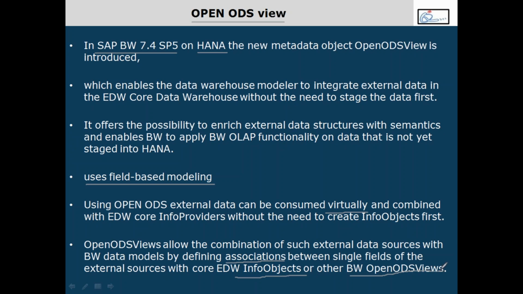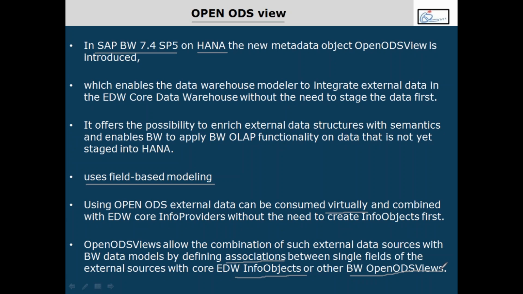So for example, let's say I create one OpenODS view which is representing customer master. And let's say I'm creating one more OpenODS which is representing sales transaction data. Then in order to link both these two, I can have an association between the OpenODS view of sales transactions and the customer OpenODS view, and both of them can be associated. That is one kind of association we can look at.